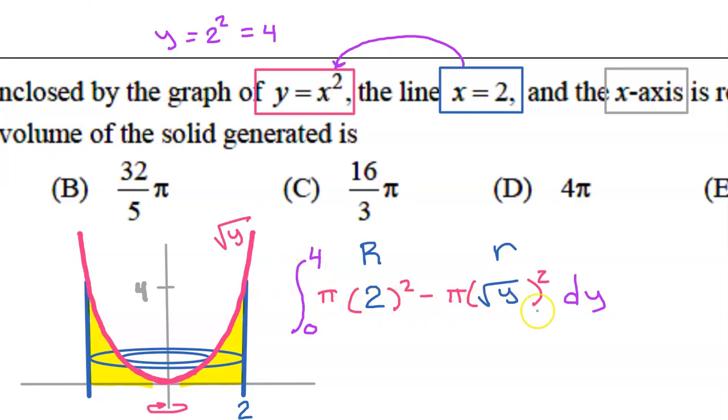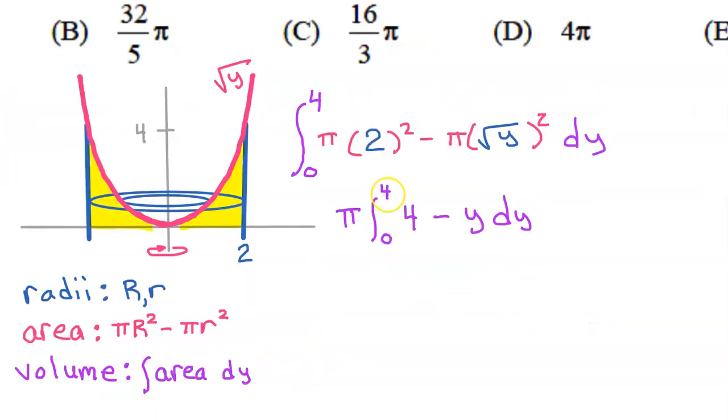So this is an expression for the volume of the solid. Before I evaluate the integral, I like to simplify as much as I can. Both terms have a pi in it, so I'm going to put the pi out in the front. Also, 2 squared is 4. And if you square a radical, the radical goes away. So we just have y.